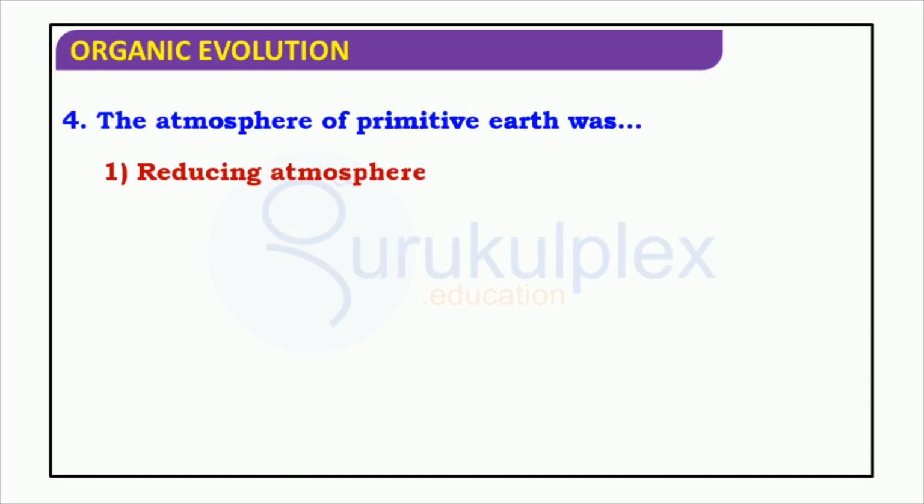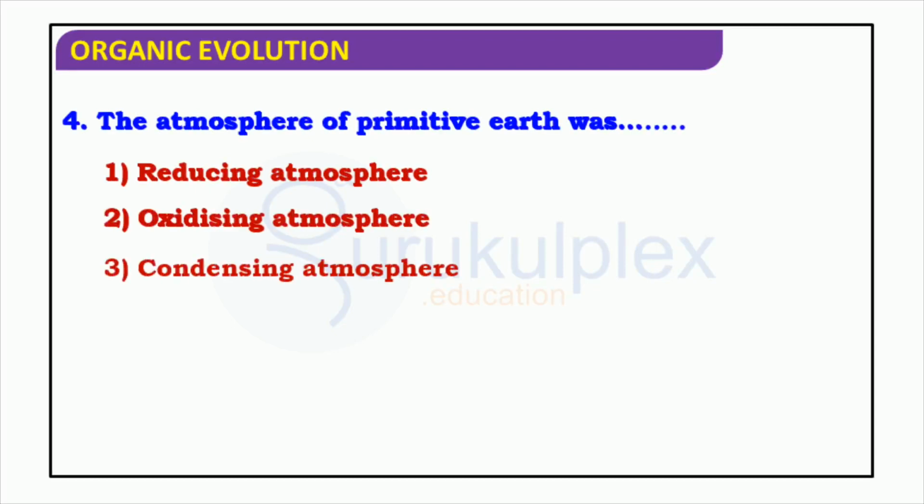The fourth point on our slide is the atmosphere of primitive Earth. It is believed that early Earth had a reducing atmosphere where oxygen was almost absent and other elements existed in either molecular or elemental form. This was succeeded by an oxidizing atmosphere, then by a polymerizing atmosphere, and eventually, a condensing atmosphere.